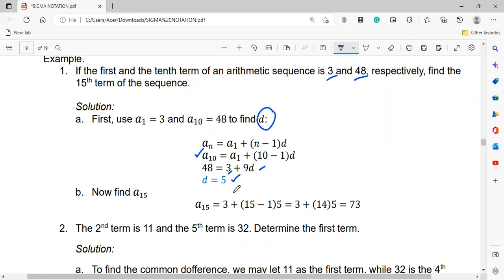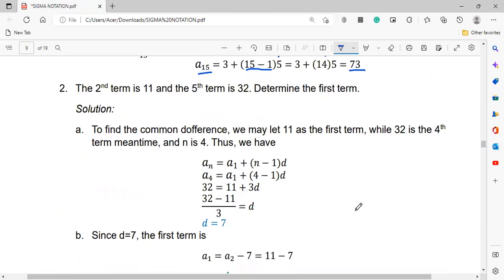After getting the common difference, we can now move to the fifth term. Since n is 15, 15 minus 1 gives us 14, times the common difference of 5. So 14 times 5 plus 3 is 73.